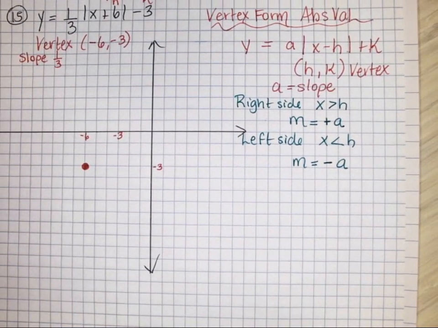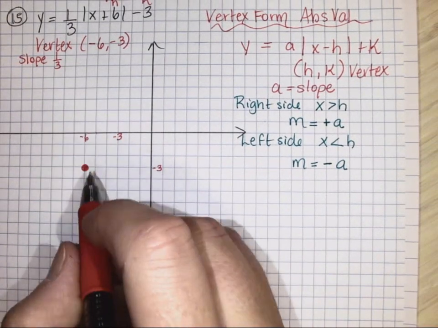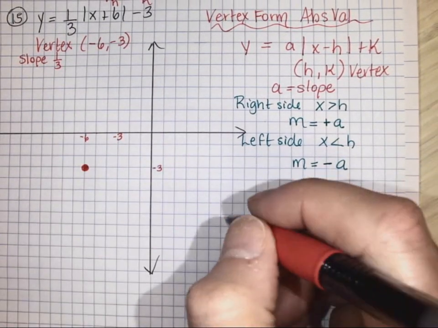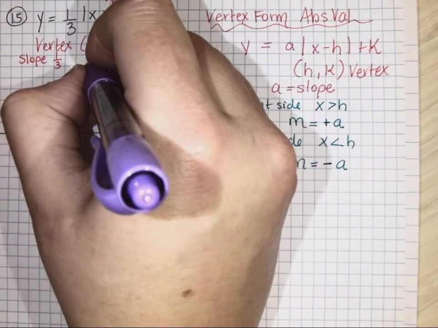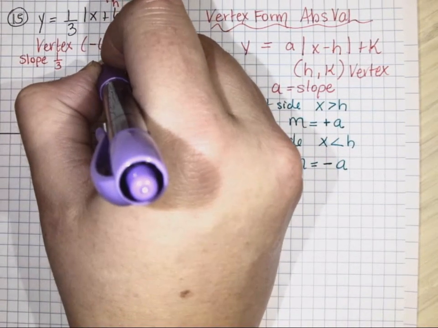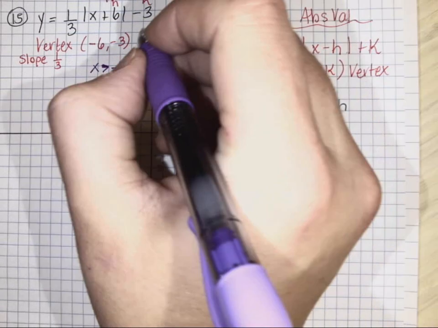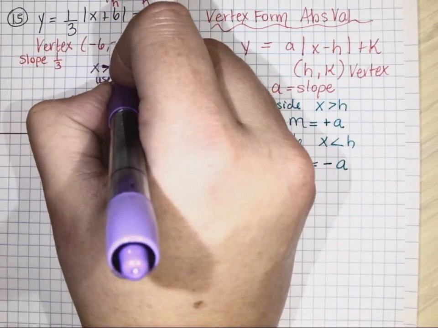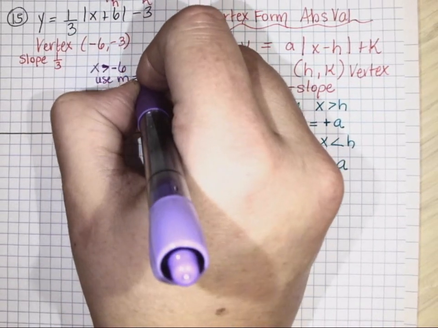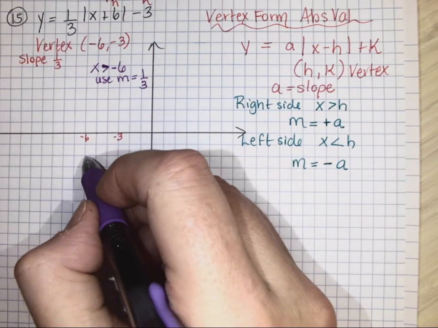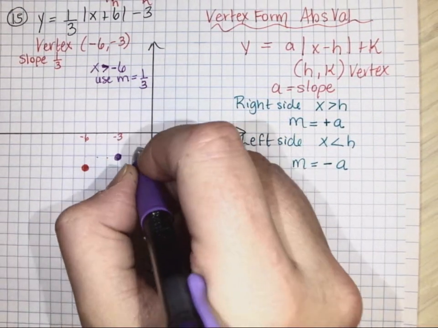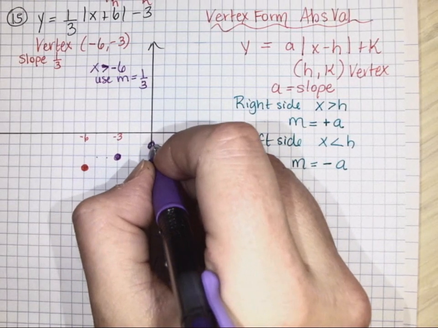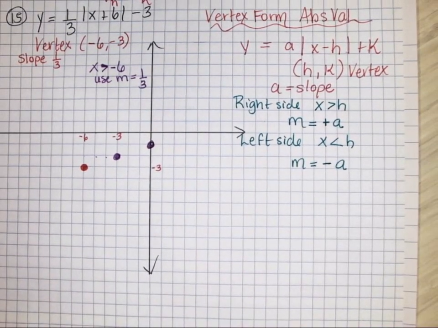Then I'm going to use my slope. So when x is greater than negative 6, I'm going to use a slope of 1/3. So I go up 1 to the right, 1, 2, 3. Up 1 to the right, 1, 2, 3. To get that part of the graph.